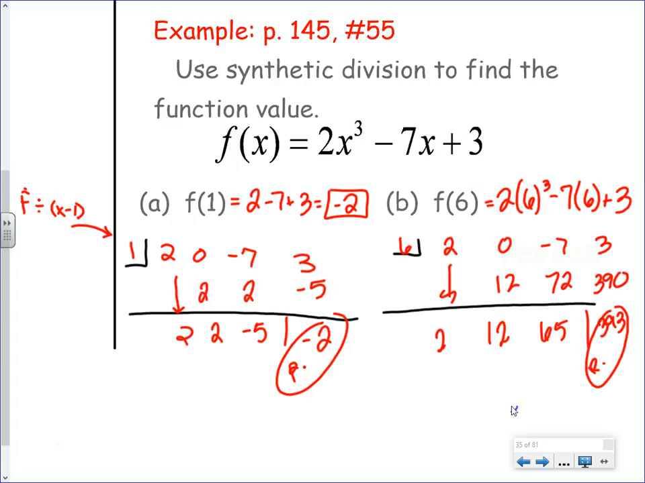When we're doing synthetic division and we plug in the 6, who are we dividing the function by? X minus 6. So when we plug into f of 6 and we get 393, or similarly when we do synthetic and get 393, either way we're saying x minus 6 is not a factor. Okay, does that kind of make sense?